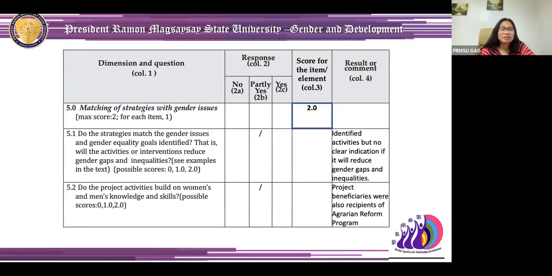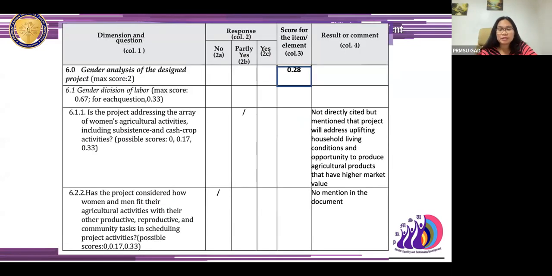Now, matching of strategies, syempre depende sa gender issue, dapat makita, it should be evident that we are trying to solve that particular gender issue. Yan, diba? Identified activities. There were activities identified, but no clear indication if it will reduce gender gaps and inequality. So dapat it's, again, explicitly stated in the document how it will reduce the gender gap or inequality, okay? Do the project activities build on women's and men's knowledge and skills? Project beneficiaries are also recipients of agrarian reform program. So yun nga, dapat mas nakalagay po detalyado dun sa ating documents.